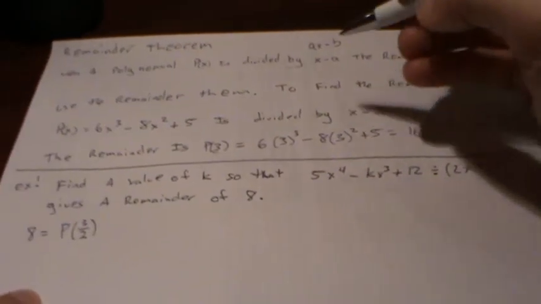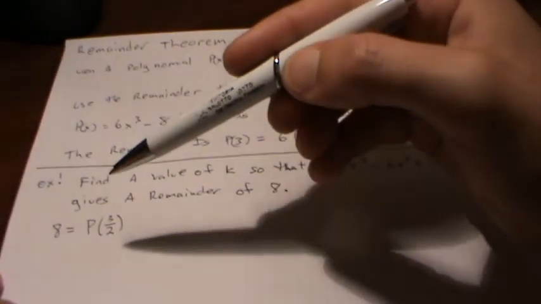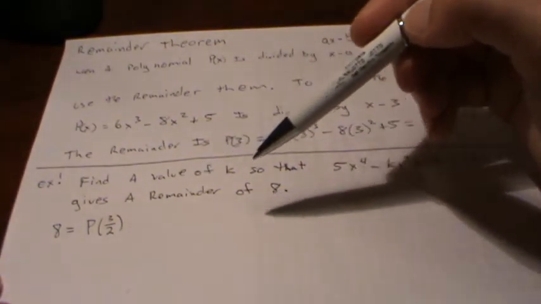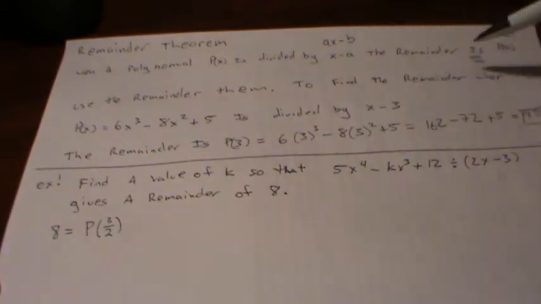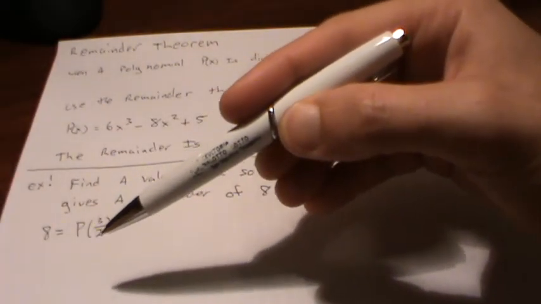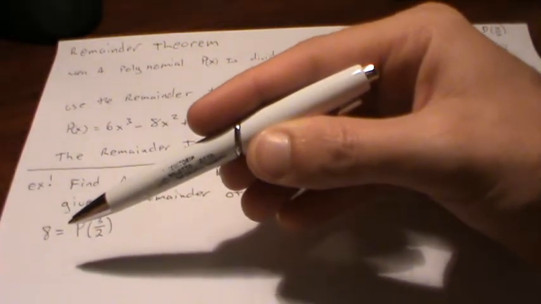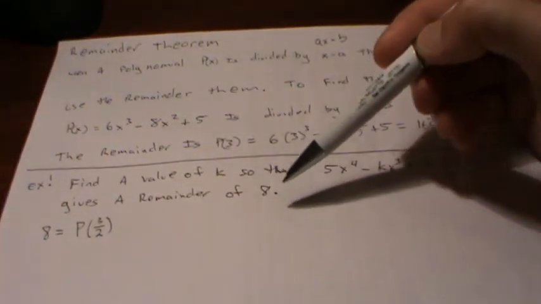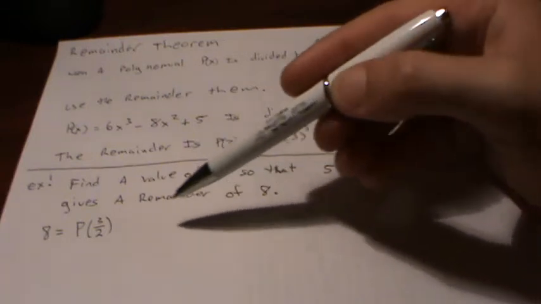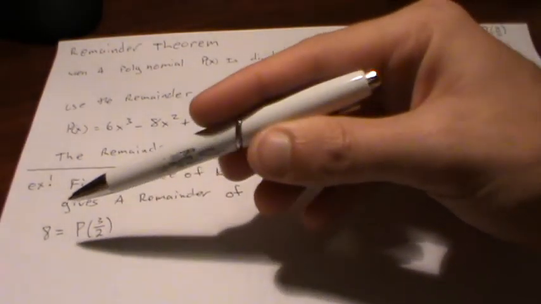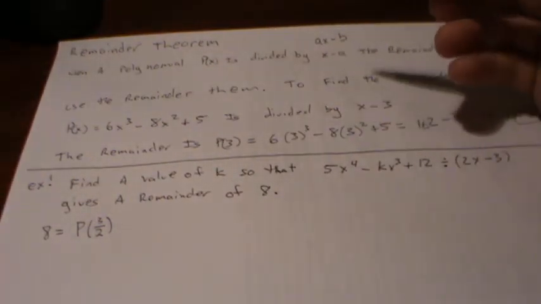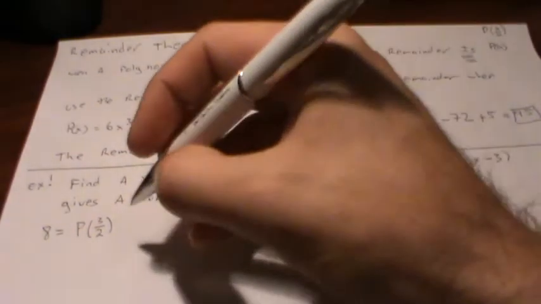So what we want is to find a k value that gives a remainder of 8. If the remainder always is p of b over a, I can set it equal to the remainder that we want. We want a remainder of 8. This is going to now be equal to 8. Very good. Now that's done.